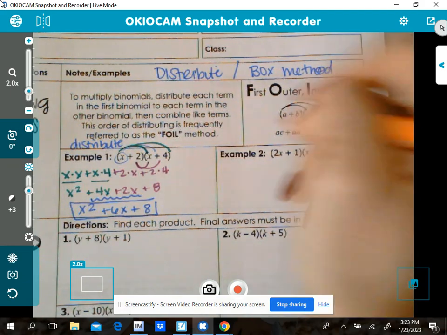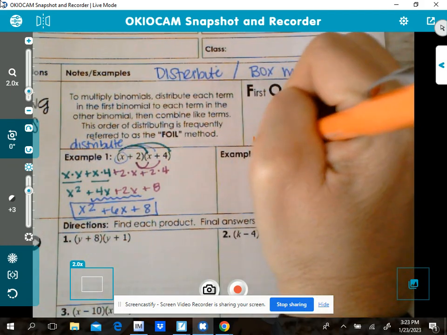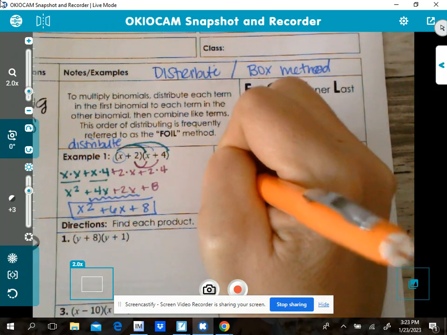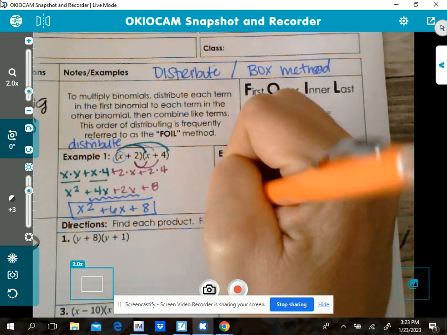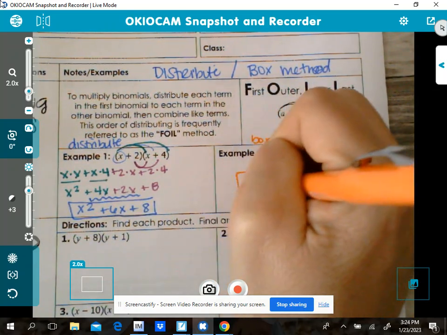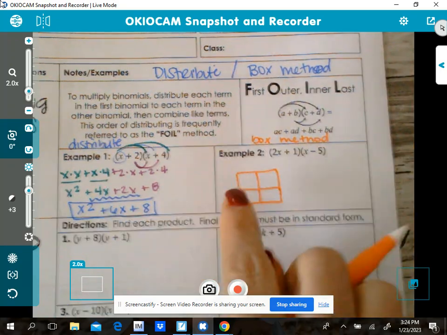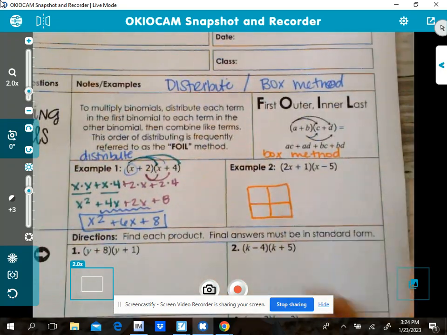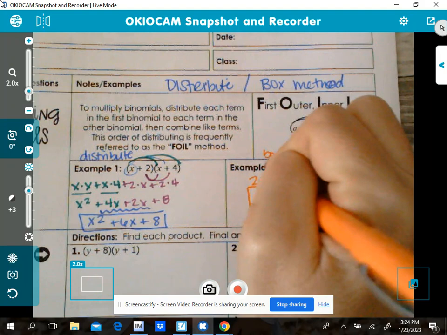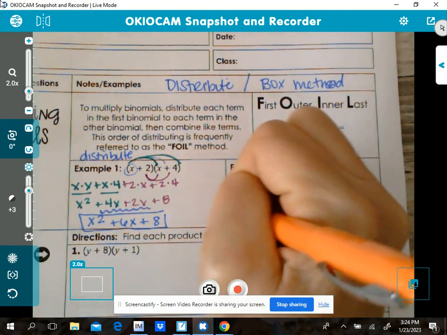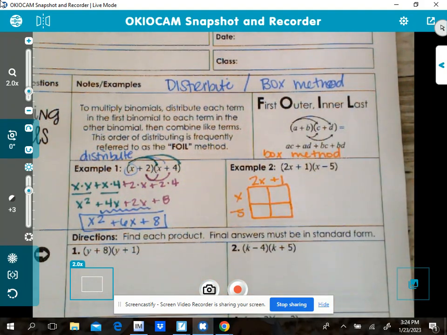All right, the other way is what we call the box method. Okay, so it's kind of like a Punnett square. So I'm going to draw me a square here, like so. And it doesn't matter where you put them, but I'm going to put the first one across the top, let's say, so 2x and plus 1, and the second one down the side, so x and minus 5.